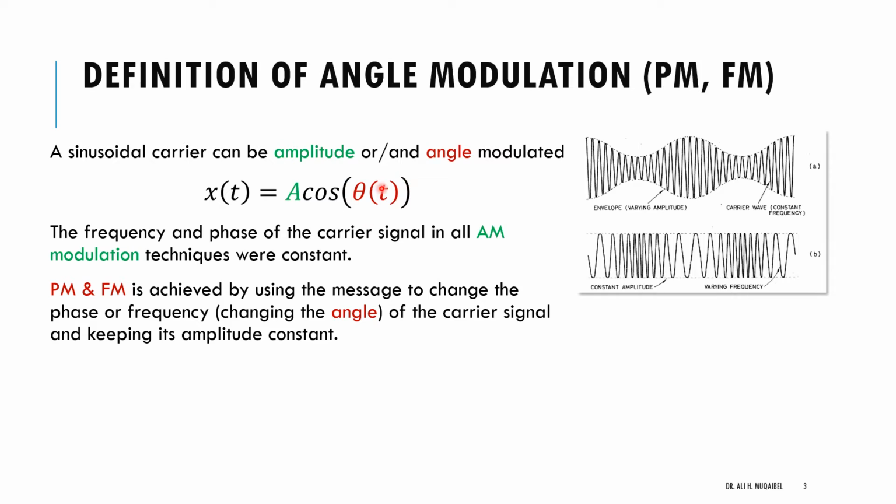Now, the angle itself contains both the phase and the frequency. And this is why we're going to always keep the amplitude constant. In AM, we were representing the message in the amplitude. But now we are representing the message in the angle. And this includes both PM and FM, which stand for phase modulation and frequency modulation. So if you modulate the message in the angle, you could get a phase or frequency modulated signal.